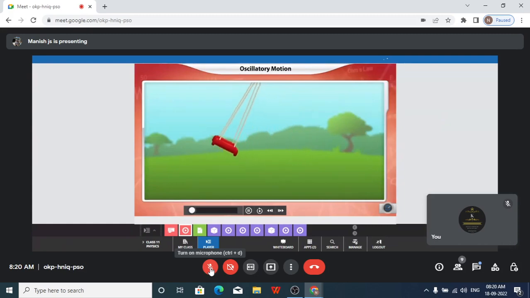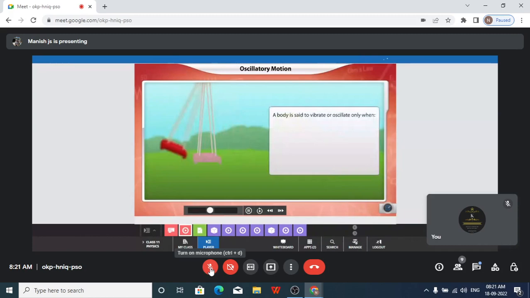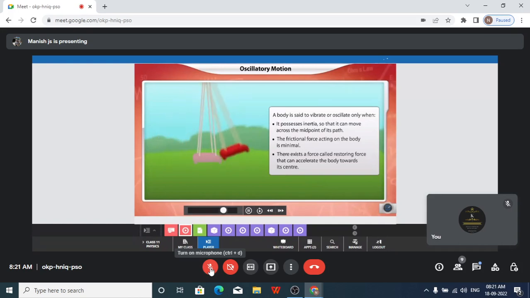Observe the movement of a swing. This is an oscillatory motion. An oscillatory motion is one in which a body moves to and fro repeatedly about a mean or equilibrium position. Equilibrium or mean position is the position at which a body remains balanced as there are no forces acting on it. A body is said to vibrate or oscillate only when it possesses inertia so that it can move across the midpoint of its path. The frictional force acting on the body is minimal. There exists a force called restoring force that can accelerate the body towards its center.